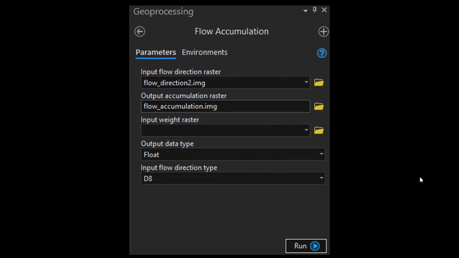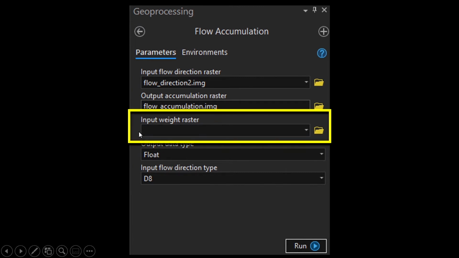Here's our flow accumulation pane, and here's how we'll input the information. We've got our flow direction grid, and this is our updated one, in which we have our hydrologically correct DEM that produced the flow direction grid. We have our output accumulation raster. You can call it whatever you want, but flow accumulation.img. We have this particular input weight raster. Let's go ahead and talk about that now.